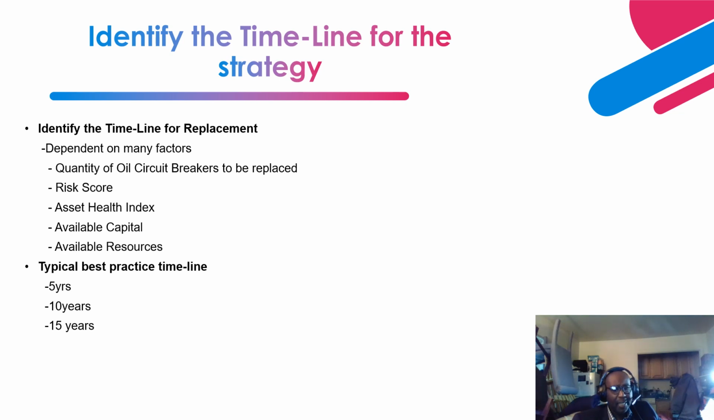And like I indicated, that is because what you're doing is spreading your capital, right? If you don't have that amount of money to aggressively replace them within 5 years, that is when you spread it out. And all that is based on you having a higher quantity of oil circuit breakers, right? And your risk score is not that high, and also your asset condition is not that high.